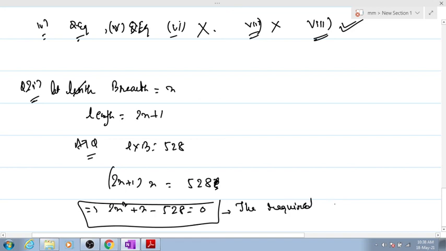Yes or no? Did everybody understand this? You have to assume the breadth is equal to this much. I hope people have understood this thing properly. Kindly copy it down.